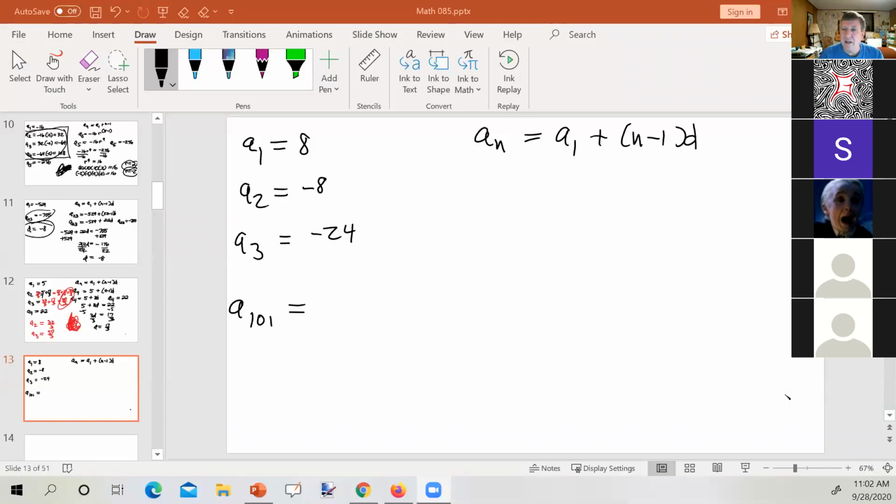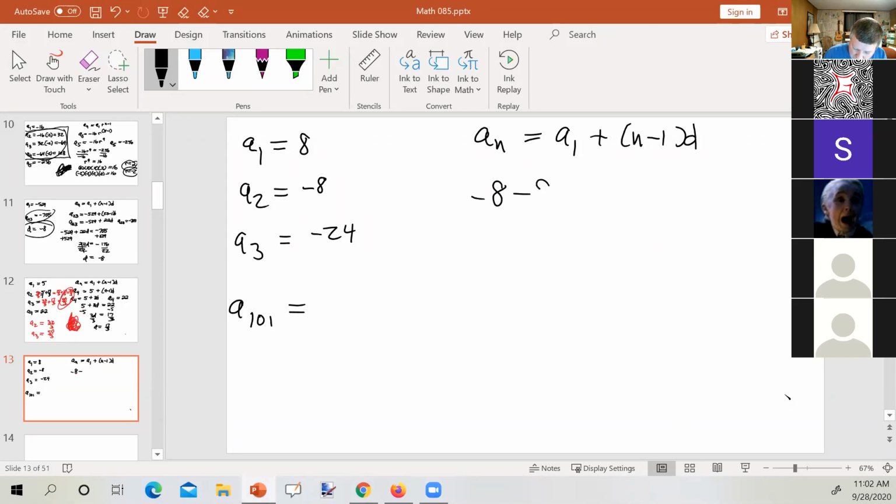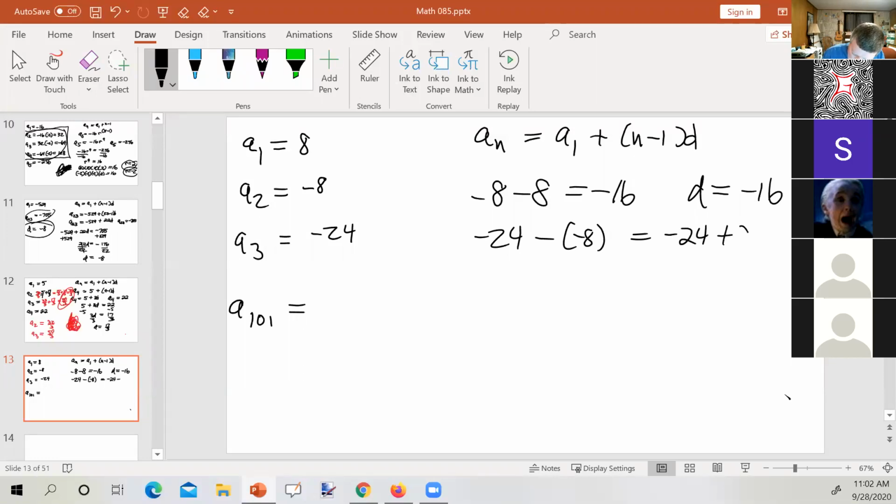Well, we can find the common difference by taking any term in the sequence minus the previous term. So let's take a sub 2 minus a sub 1, which is negative 16. So the common difference is negative 16. In case you're not sure, let's take a sub 3 minus a sub 2. Well, negative 24 minus negative 8 would be negative 24 plus 8, which again is negative 16. So I now know that the common difference is negative 16.